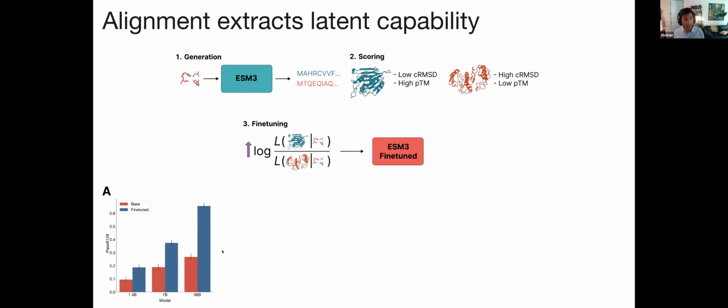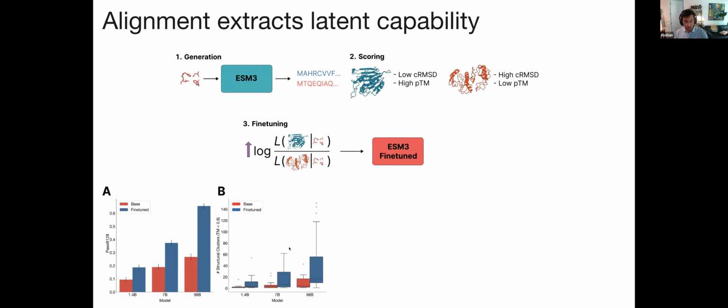But after fine tuning, we see that all the models get much, much better at following the prompt and generating high quality sequences. But in particular, larger models respond more significantly to this alignment process. After fine tuning, the 98 billion parameter model very consistently generates proteins that have high fidelity, follow the prompt well and have high PTM.